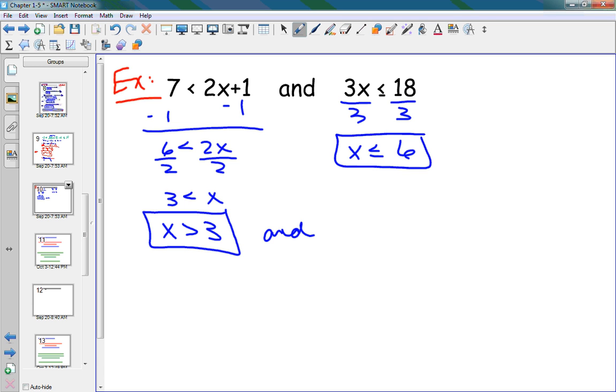So now I'm going to put these both on a number line. Well, here's 3. Here's 6. 3, it cannot be 3, so it's open, and I shade to the right. Here's 6, it can be 6, and I'm going to shade to the left. Now, where do they overlap at? They overlap right in the middle. So how do I write that answer?